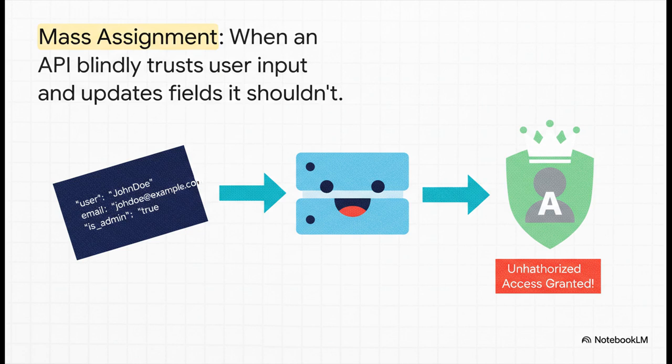It's called mass assignment. This happens when an API is built to accept a big chunk of data, and it just blindly trusts and updates everything the user sends over, including fields they should never ever be allowed to change, like whether they're an admin or not.